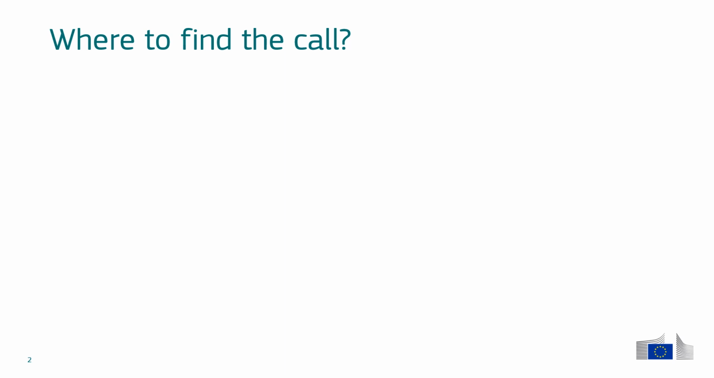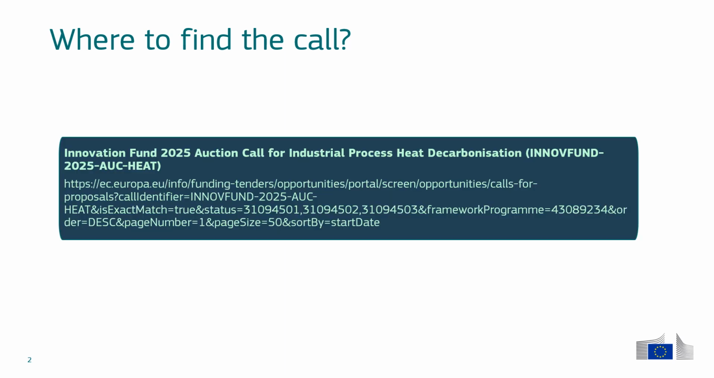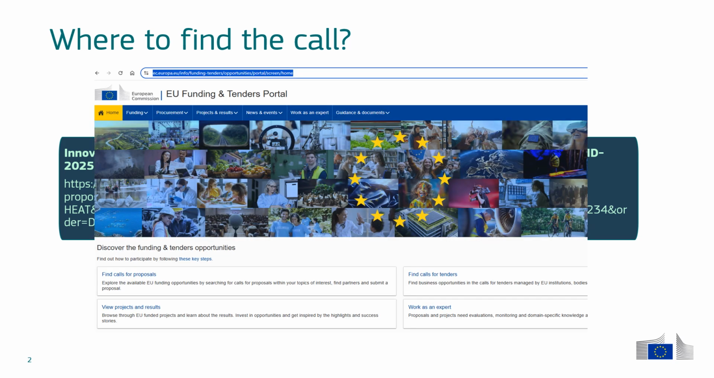First of all, where can you find the call? This is the URL that will lead you to the call page for the 2025 fixed premium auction call for heat. It is a bit long, isn't it? You can also go there through the EU Funding and Tenders portal that you can easily find on any search engine. This is the URL, and from the homepage you can go to find calls for proposals.